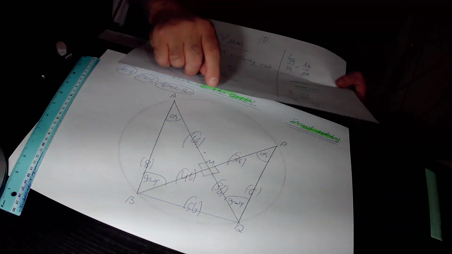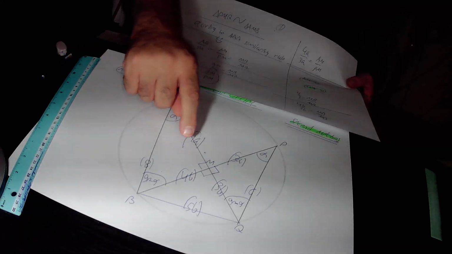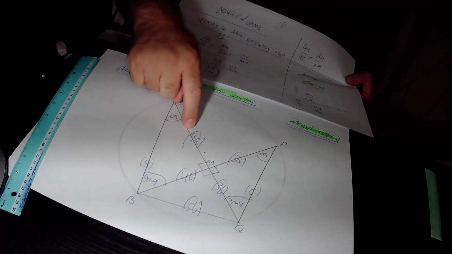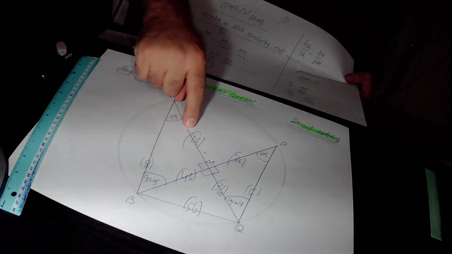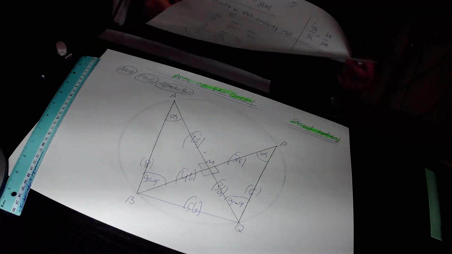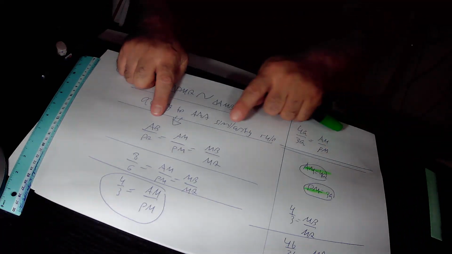So this is side AM, this equals 4a units in its length, and this is side PM, this equals 3a units in its length.